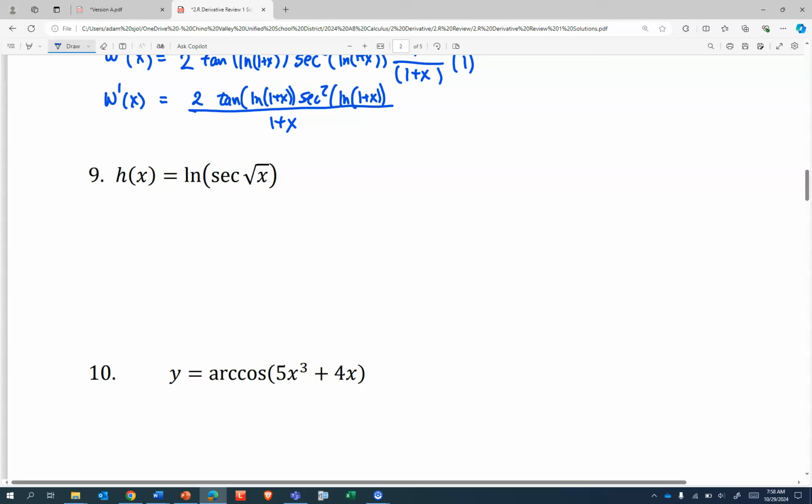All right. Another nested chain rule. Hopefully you can see that natural log has the input of secant, and secant has the input of the square root. Hopefully you've memorized that derivative of the square root. So the derivative of natural log is going to be 1 over the input. That input is secant, which has a rate of change of secant stuff, tangent stuff. And that input is the square root of x, which has a rate of change of 1 over 2 square root x.